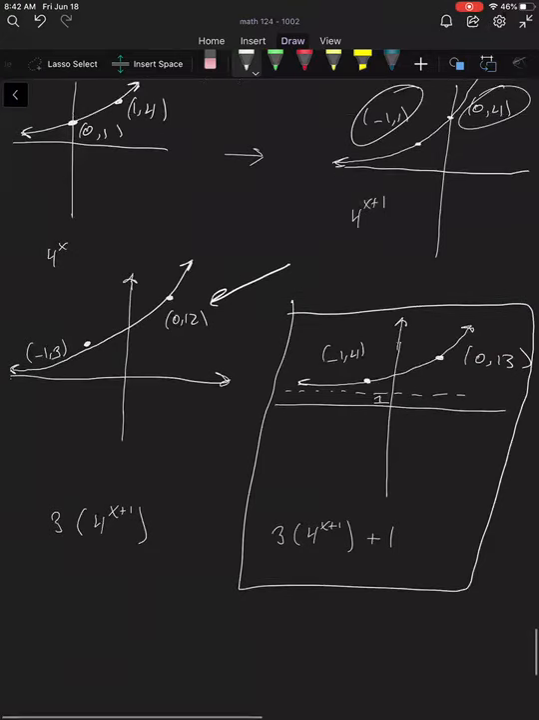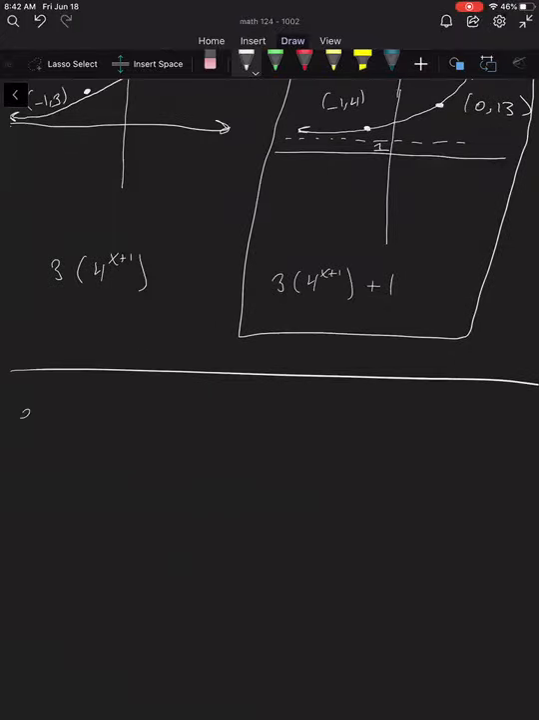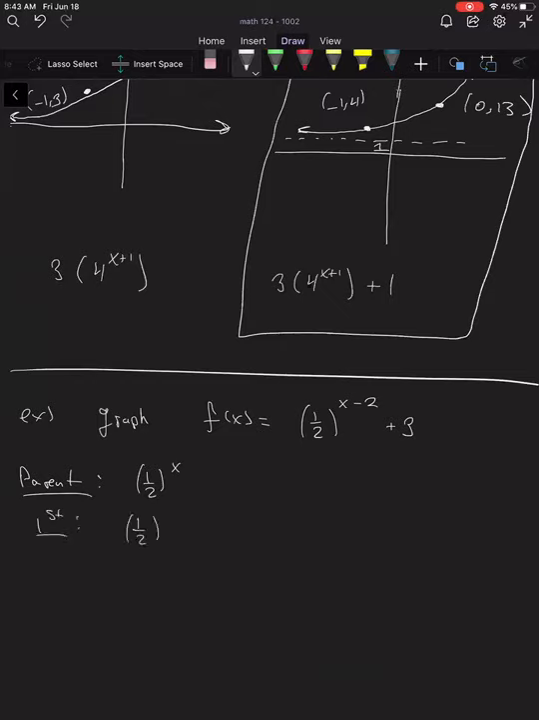All right. What else do we need to do? How about one more from the section? Let's do f of x is equal to 1/2 to the x minus 2, plus 3. So our parent function is 1/2 to the x. The first transformation, 1/2 to the x minus 2. And the second transformation, 1/2 to the x minus 2 plus 3.